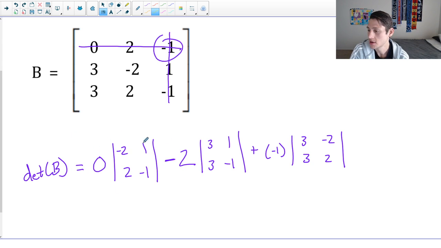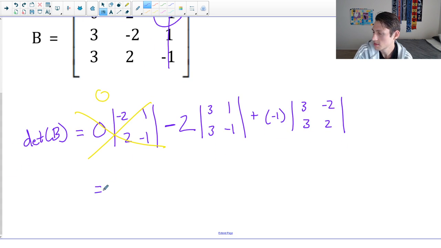Now look at this first term. I should calculate this determinant, but look what happens after that. I just multiply it by 0. So I'm not even going to take the time to do this determinant because I know this whole entire term is just 0. So forget it. It's a waste of my time. All right, let me just move on to these other two.